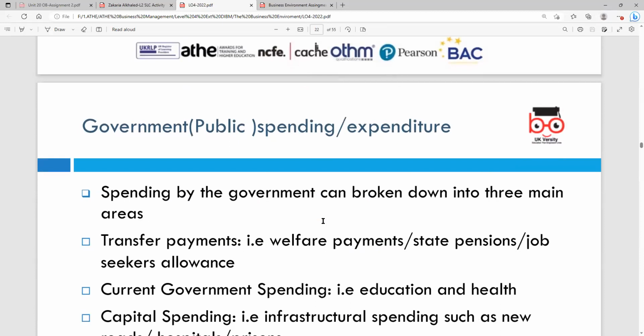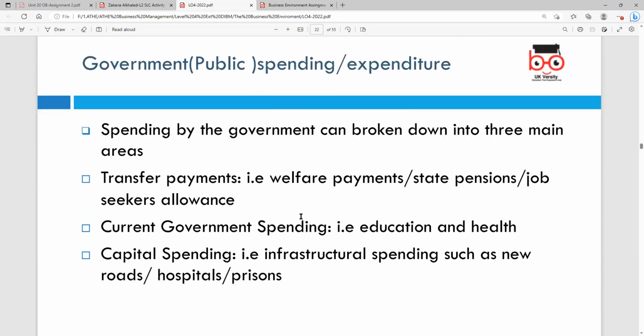The next thing we need to know is how the government spends. Where does it spend all these taxes, and why does it spend? Now, the government, using fiscal policy, collects taxes from the public and business, and they spend by preparing a budget. They spend on different types of items.